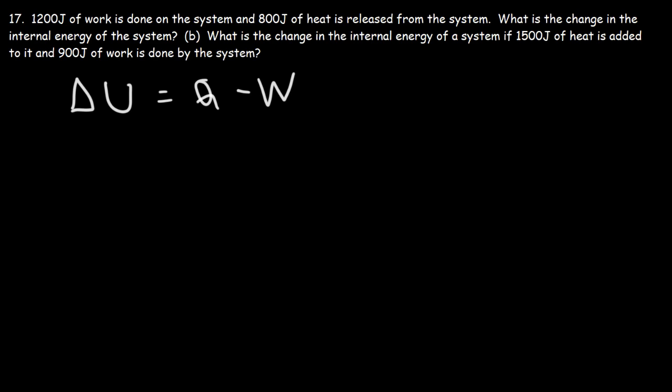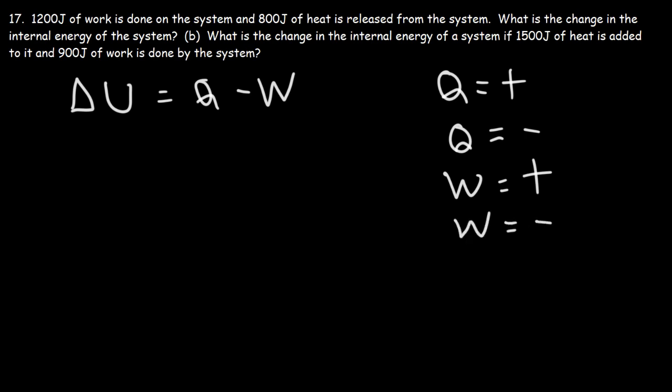Q represents the amount of heat that either enters or leaves the system. If heat flows into the system, Q is positive. If heat is released by the system, Q is negative. W is the work done on or by the system. Now, W is positive if the work is done by the system. W is negative if the work is done on the system. So these are some things that you want to keep in mind.